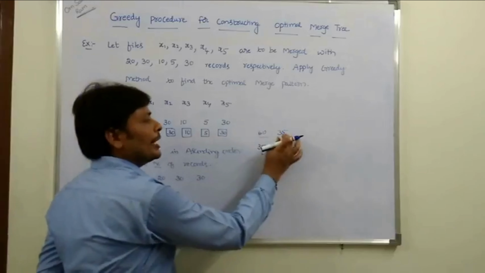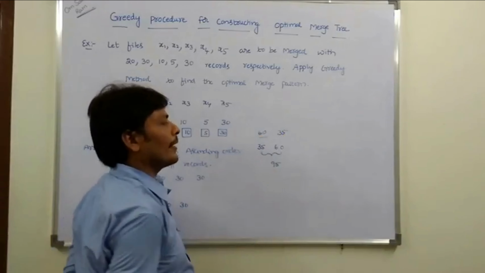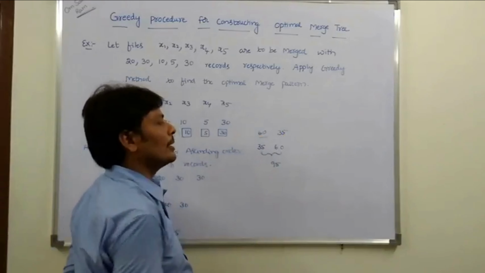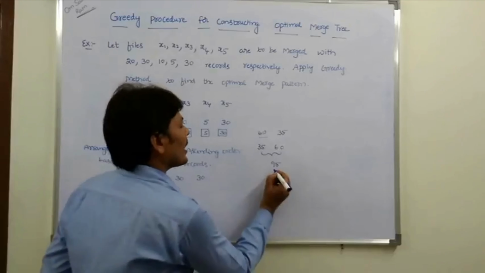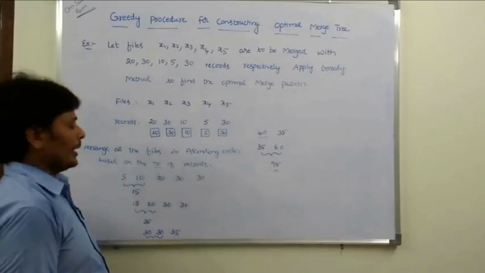Now, in the list, only two elements are there. So the two elements are 60 and 35. Put in ascending order, 35 and 60. So identify the two smallest files and merge them. So 35 plus 60, that is 95. Finally, we are getting 95. How to construct the binary merge tree? First, we take 5 and 10.